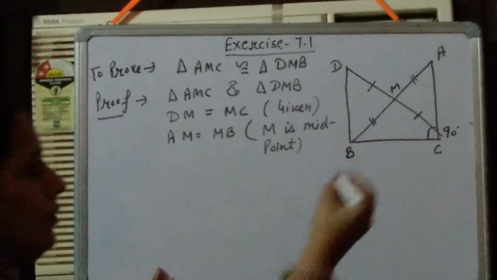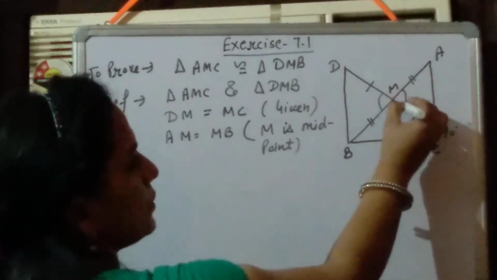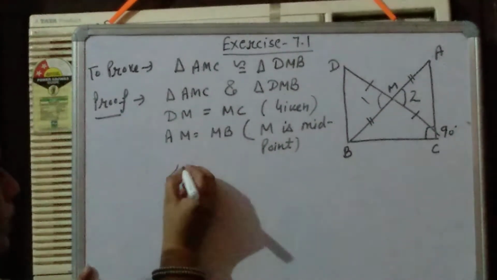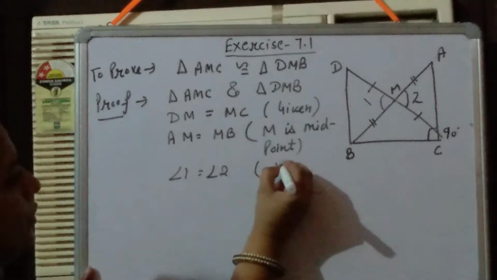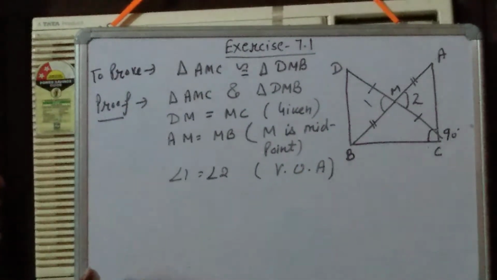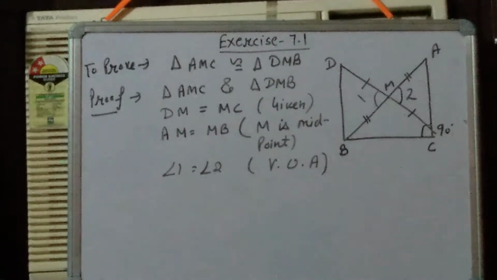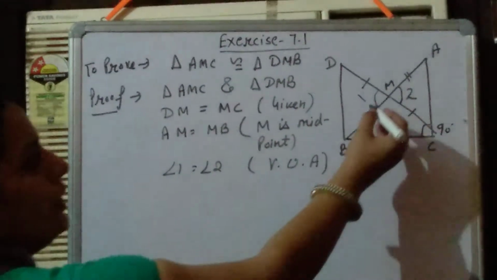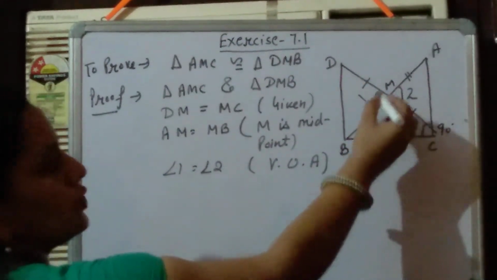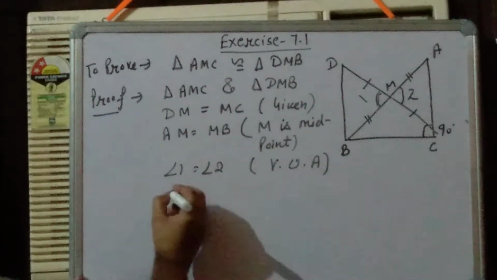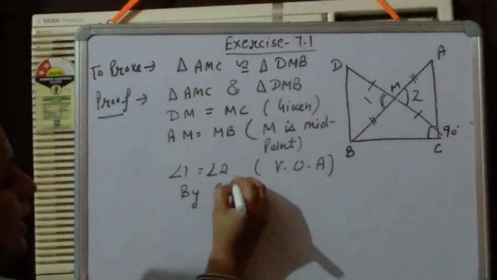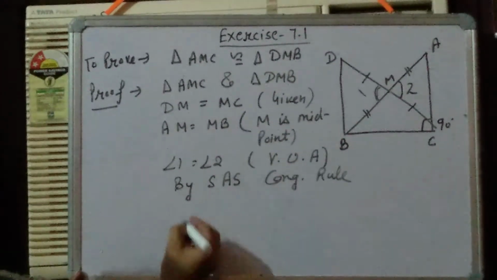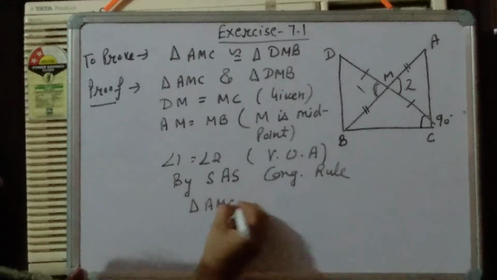Next, there is a vertically opposite angle. We can write here angle 1 and angle 2. So angle 1 is equal to angle 2. Reason is vertically opposite angles. So now check which rule to be followed here. Side angle side, because this is the included angle between these two sides. So we will write here by side angle side congruence rule, these two triangles are congruent.